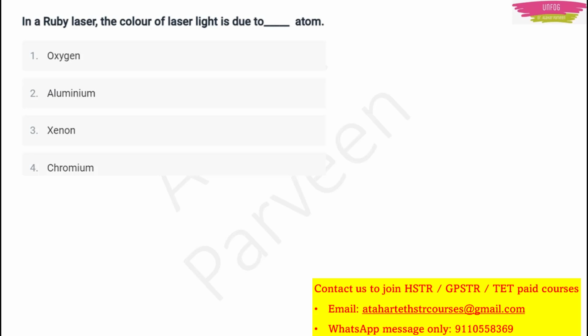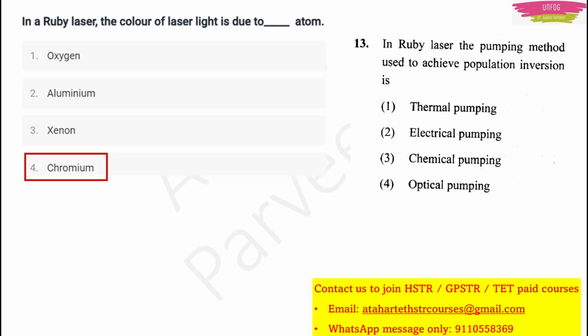The question is, in a ruby laser, the color of laser light is due to which atom? Only chromium is there in that, right? So chromium will be the right answer. Next question is, in ruby laser, the pumping method used to achieve population inversion is. This is actually your 2015 HSTR question paper question. Here in ruby laser, optical pumping is happening. Because of optical pumping only, we can achieve population inversion.